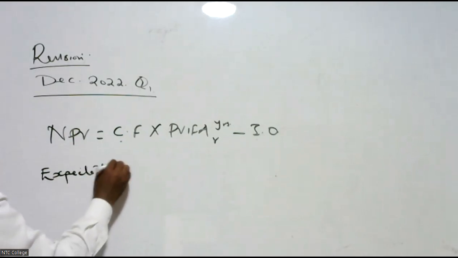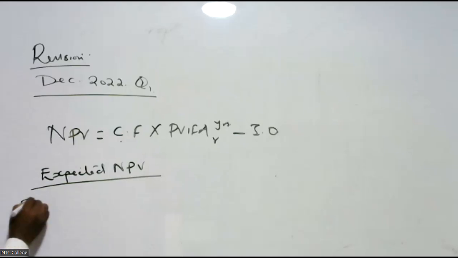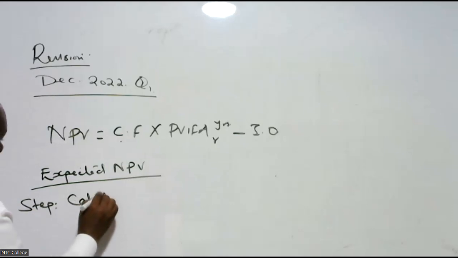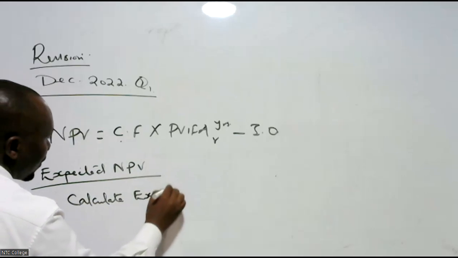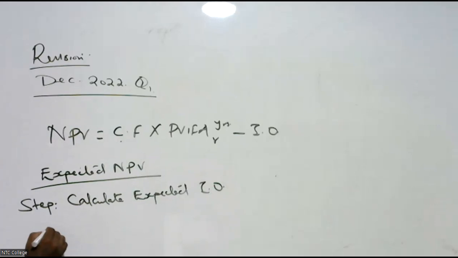Expected NPV, we can get step 1. Determine or calculate expected IO, which we can get.